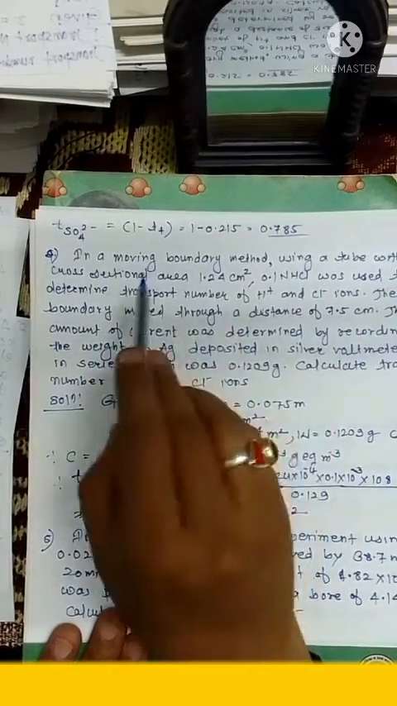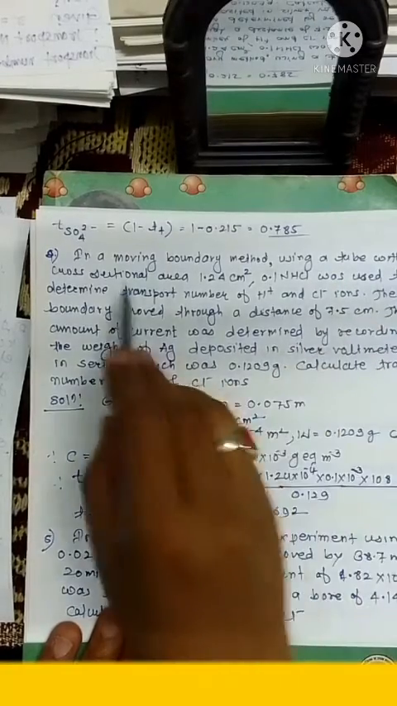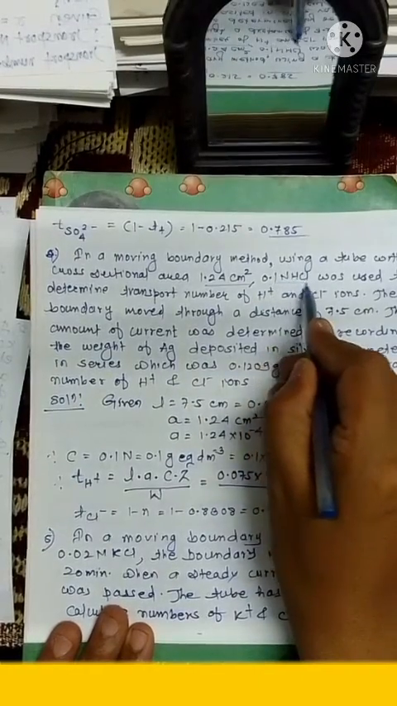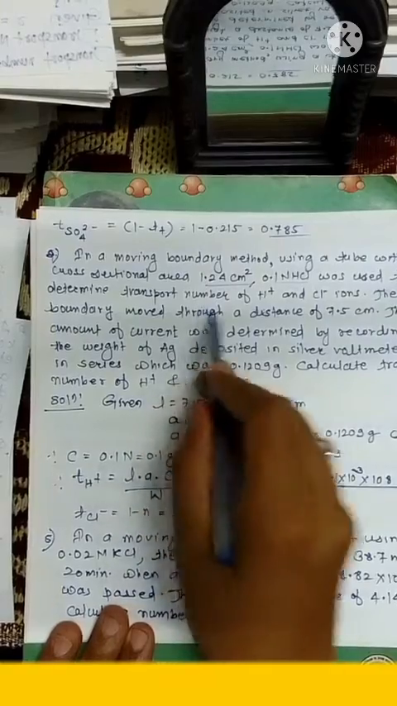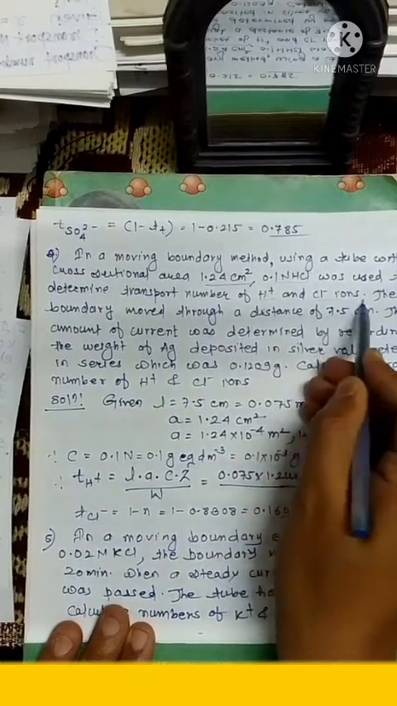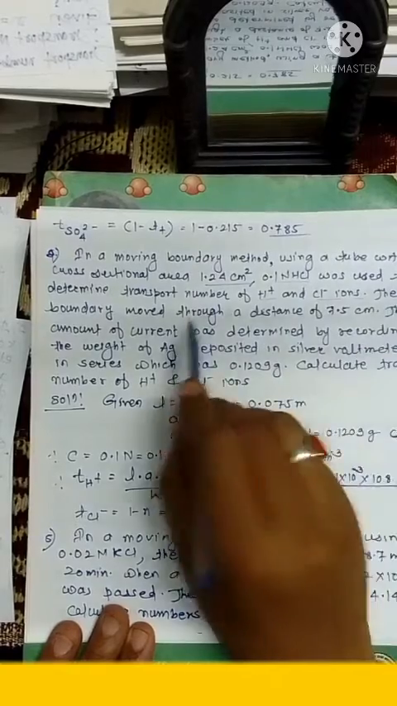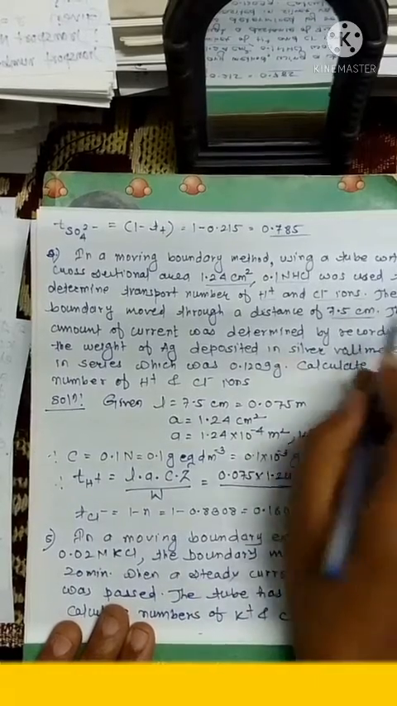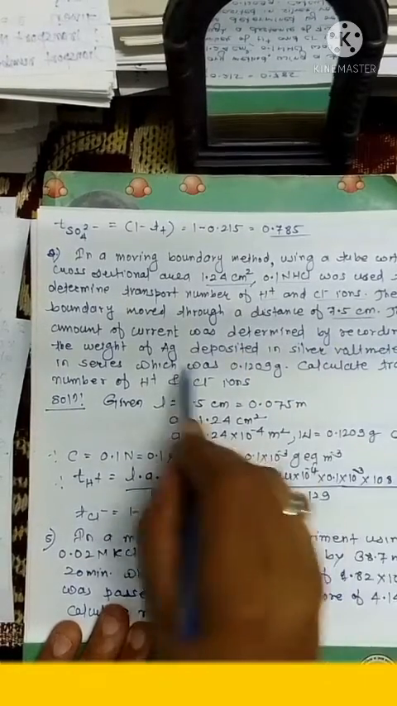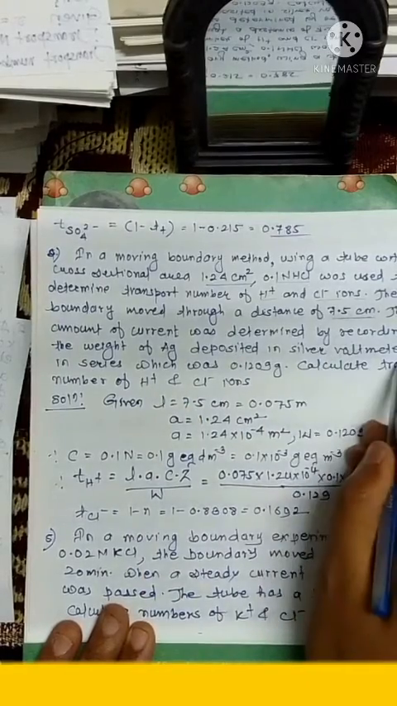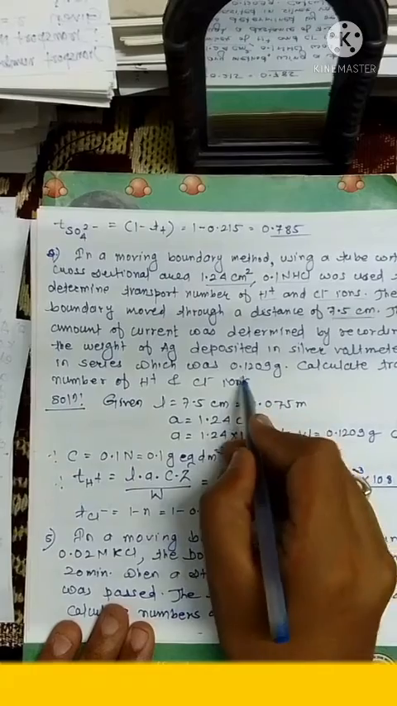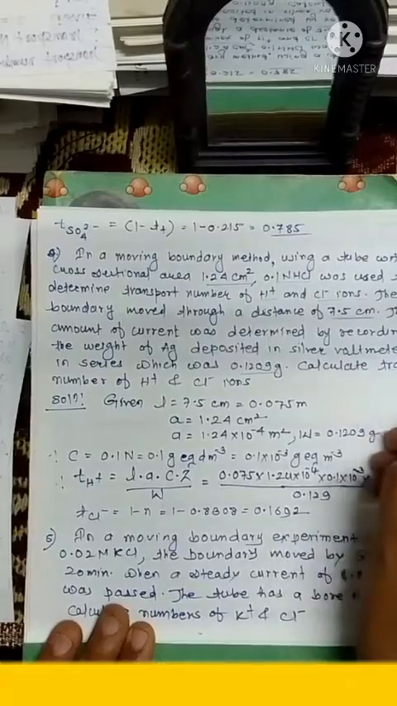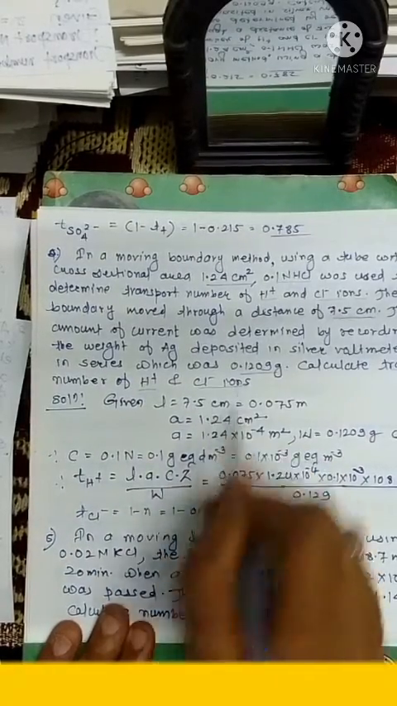In a moving boundary method, using a tube with a cross-sectional area of 1.24 cm², 0.1 normal HCl was used to determine the transport number of H+ and Cl- ions. The boundary moved through a distance of 7.5 cm. The amount of current was determined by recording the weight of Ag deposited in a silver voltameter in series, which was 0.1209 gram. Calculate the transport number of H+ and Cl-.